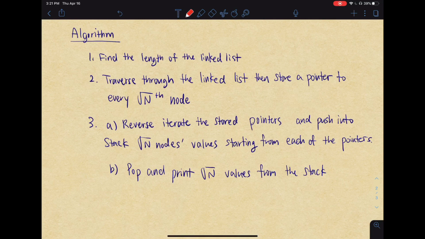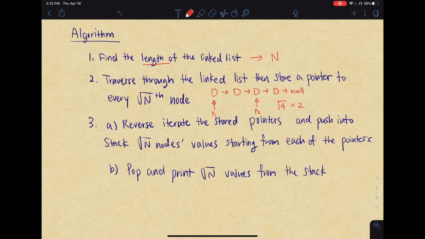Okay, so how does our algorithm work? We first need to find the length of the linked list, and this gives us the number n. And then we traverse through the linked list again, but this time we store a pointer to every root nth node. So if we had 4 nodes in the linked list, for example, then of course we save the first one, but then we save a pointer to a node 2 nodes after that. Because root 4 is equal to 2, so every 2 nodes we store a pointer. So let's say this is P1 and P2.